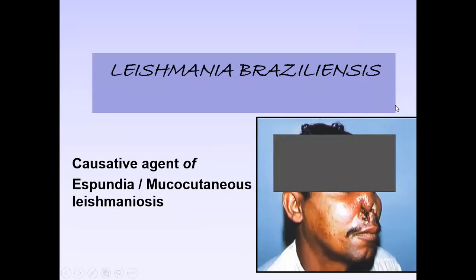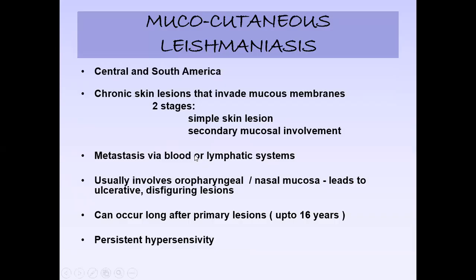The third species is Leishmania brasiliensis, and the condition which it causes is known as mucocutaneous leishmaniasis, which is also known as espundia. Most commonly seen in Central and South America, the chronic skin lesions invade the mucous membrane. It starts with a simple lesion, and then it progresses, it goes deeper into the tissues, involving the mucosa and presenting a more severe form of the disease.